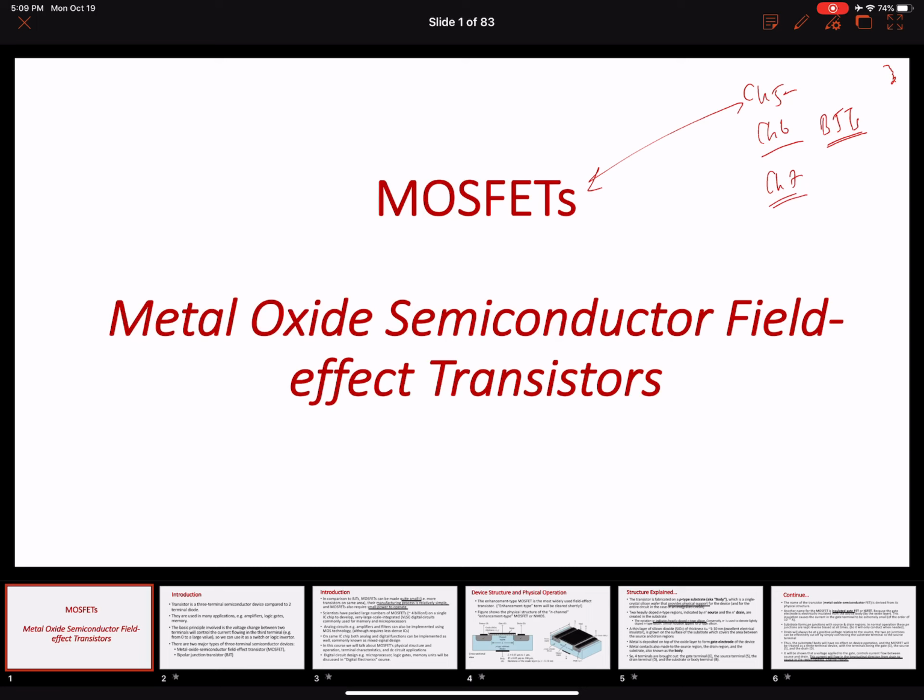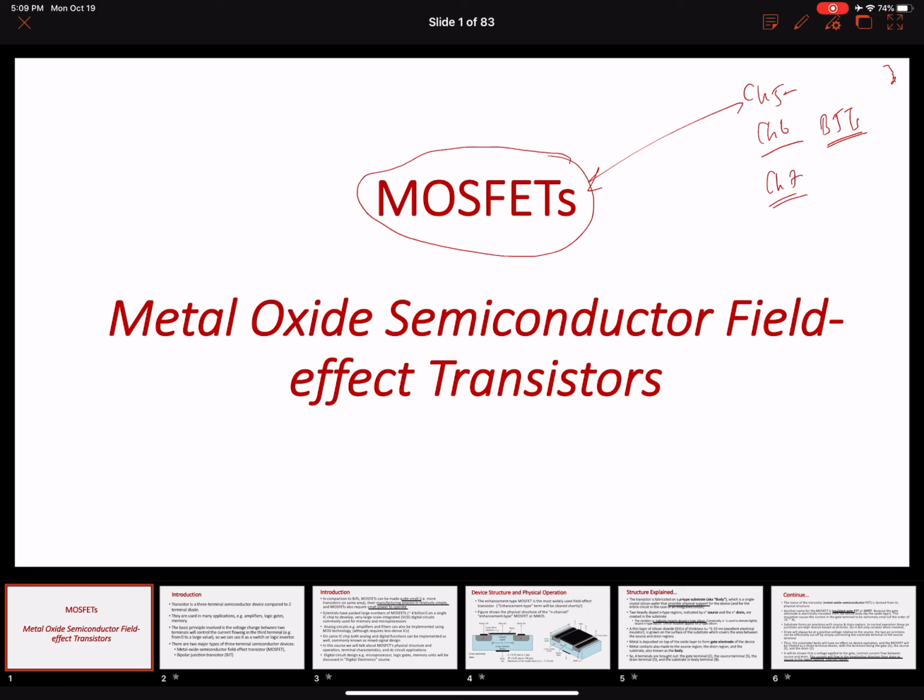Okay, so let's start with chapter number 5. In this chapter, we're gonna mostly talk about one type of a transistor, which is metal oxide semiconductor field effect transistors, MOSFETs. Very important. Out of the two, MOSFETs are more commonly used in recent days. So more MOSFETs, very important chapter.